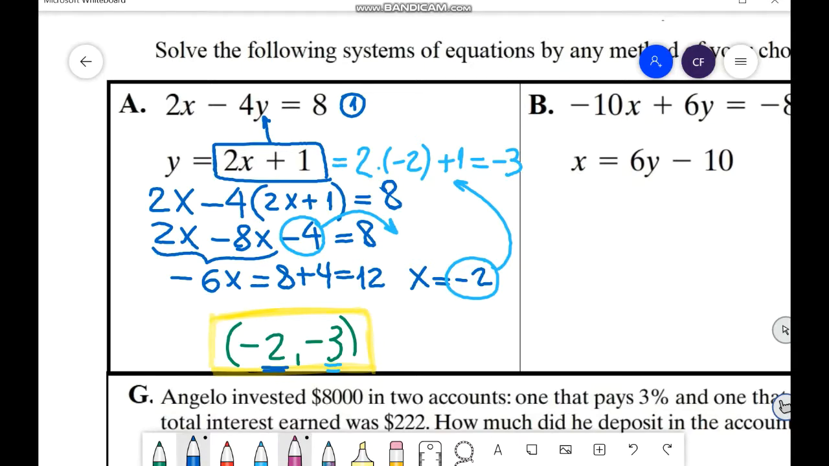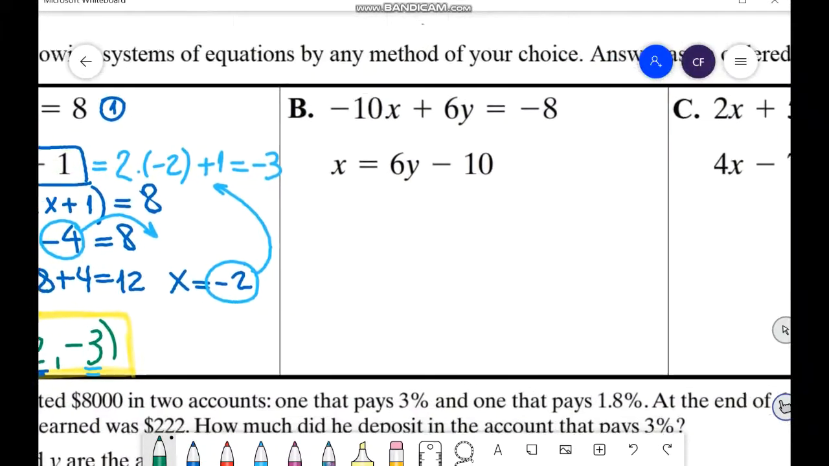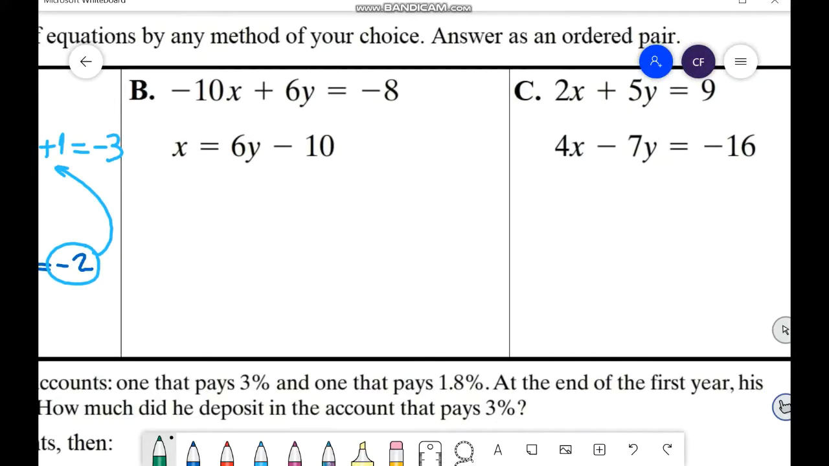Let's move on. Now I'm going to go a bit faster, because I want to finish this first line, and we're going to spend more time on the next questions about applications.